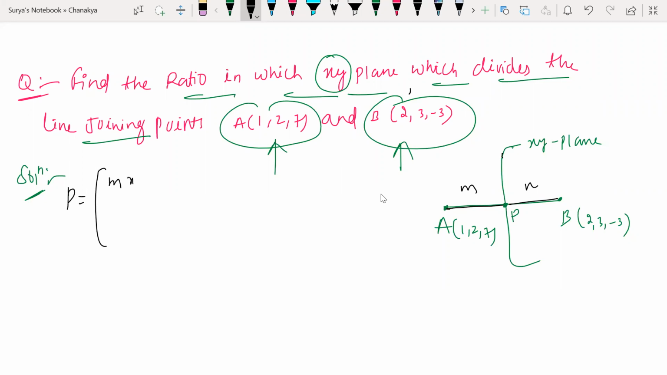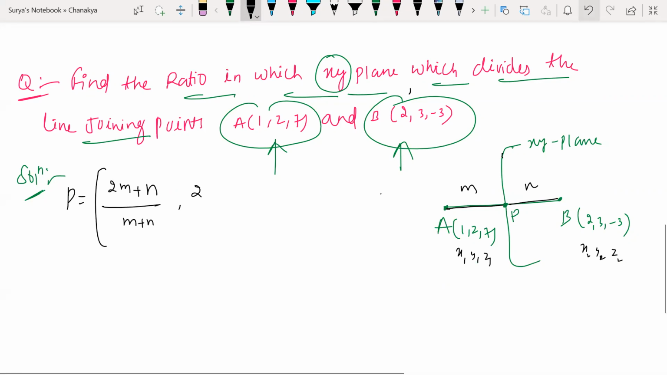mx2 plus nx1. Here x1, y1, z1, x2, y2, z2. What is the formula? mx2 plus nx1 divided by m plus n. So 2m, can I write now? mx2 plus nx1 divided by m plus n. By 2y2. Sorry, 3m, sir, 3m plus 2n.